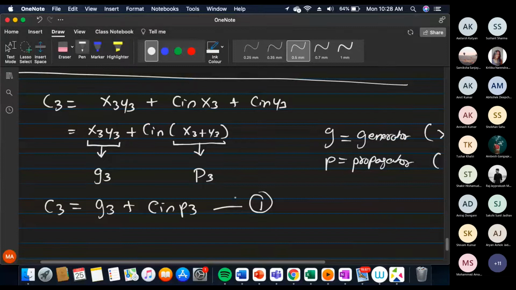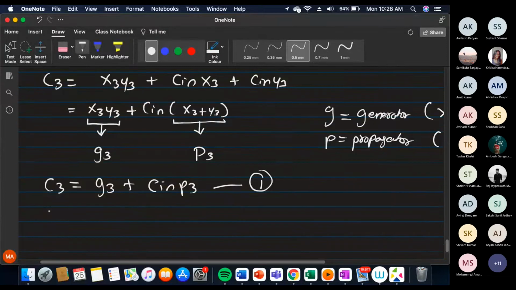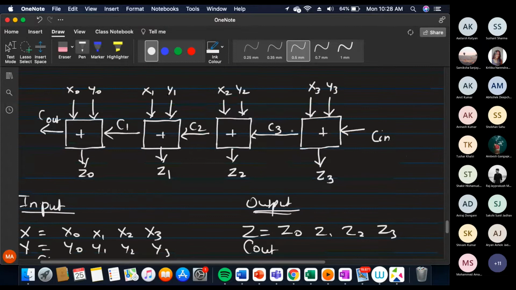Okay. Next, can you tell me what is C2? C3 we have got, now I need to find C2. Tell me what will be the value of C2? Can I write it as x2 y2 plus C3 times x2 and y2? It won't be Sir, because here we are talking about this adder. So in this case the carry will be C3, right? Correct.